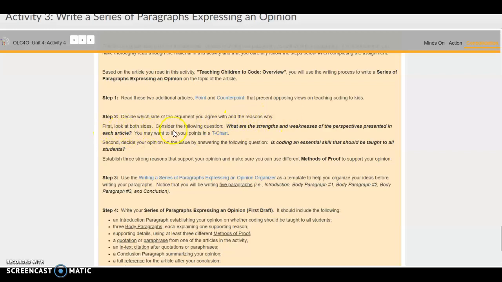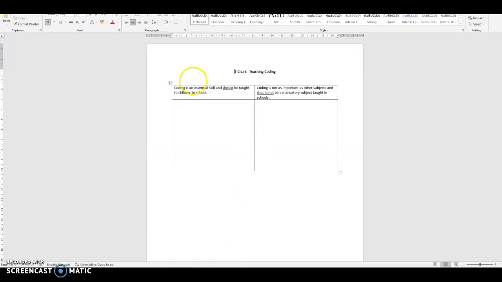So again, first look at both sides. Consider the following question. What are the strengths and weaknesses of the perspectives presented in each article? You might want to use a T-chart. If I open up the T-chart, it'll look like this. You've got your coding is an essential skill and should be taught article, and you've got your coding is not as important as other subjects article. You can just jot down the reasoning and the evidence that each article uses. And if you want, you can start including your own points and thoughts in this as well. Essentially, you're arguing both sides in this T-chart, right? So coding should be taught in schools. Coding should not be an essential or mandatory subject in schools.